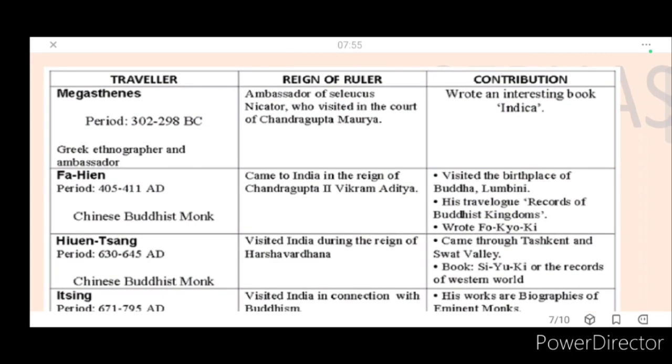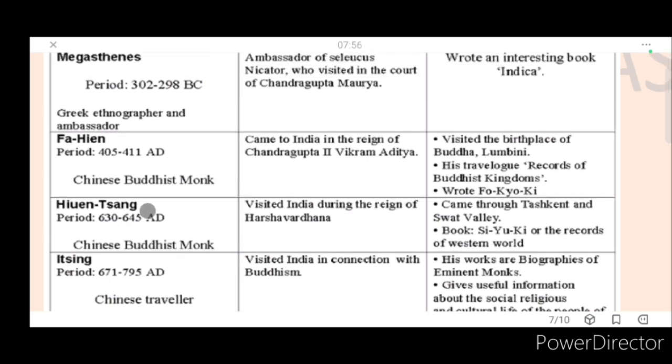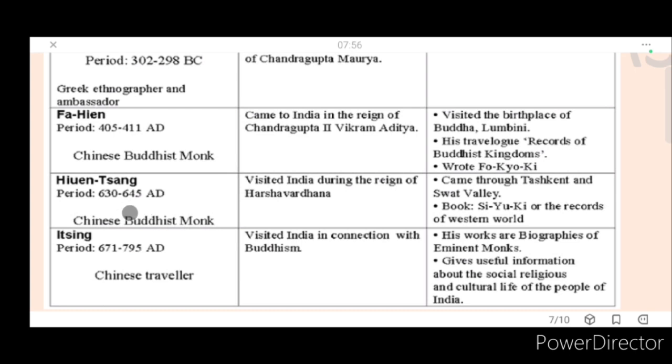Megasthenes, he's a Greek ambassador. He came in the period of 302 and 298 and he wrote the book Indica. And Fahian, he is the Chinese Buddhist monk. He came around 400 AD, in the reign of Chandragupta II Vikramaditya. Huan Sang, remember H.H., Harshavardhana, 6th century AD, Chinese Buddhist monk. Remember 3rd century Megasthenes, 4th century Fahian, 6th century Huan Sang.